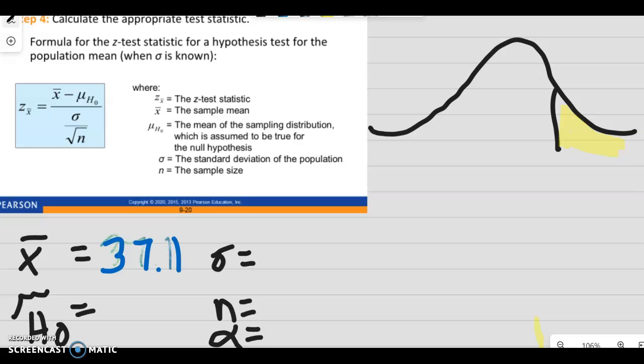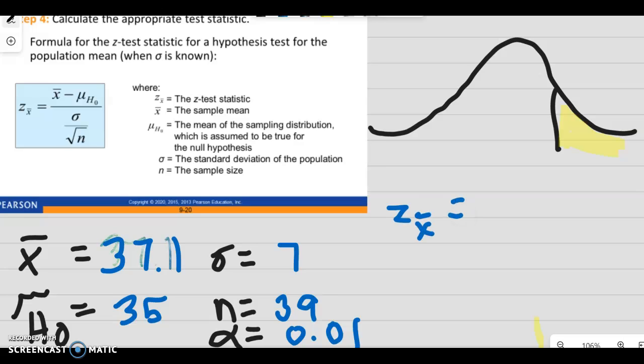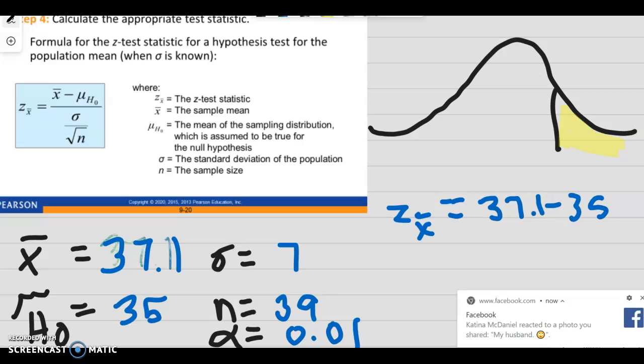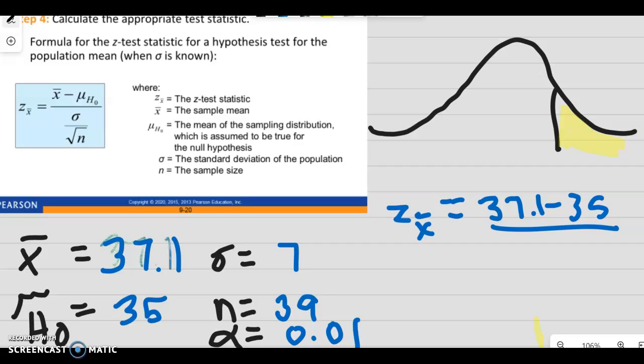And then the mean of the sampling distribution, which is in our hypothesis, is 35. Our standard deviation is 7. N is 39. And alpha is 0.01. So if we plug that in to get our test statistic, we're going to get 37.1 minus 35, and then over the standard deviation, which is 7 divided by the square root of N, which is 39.